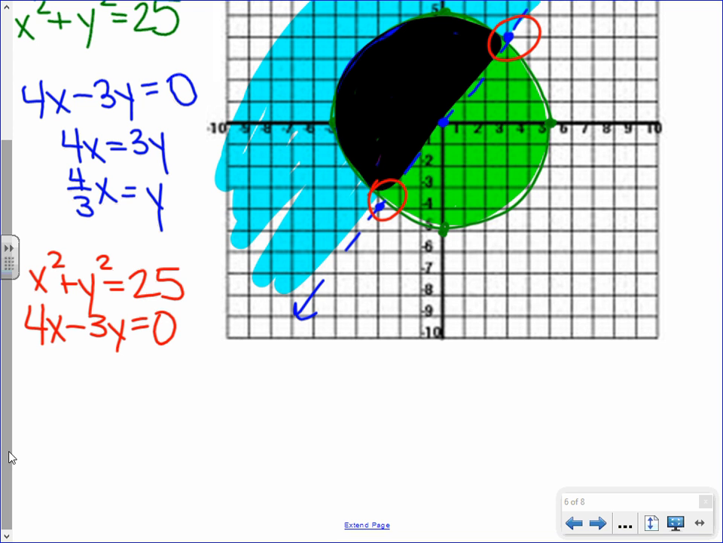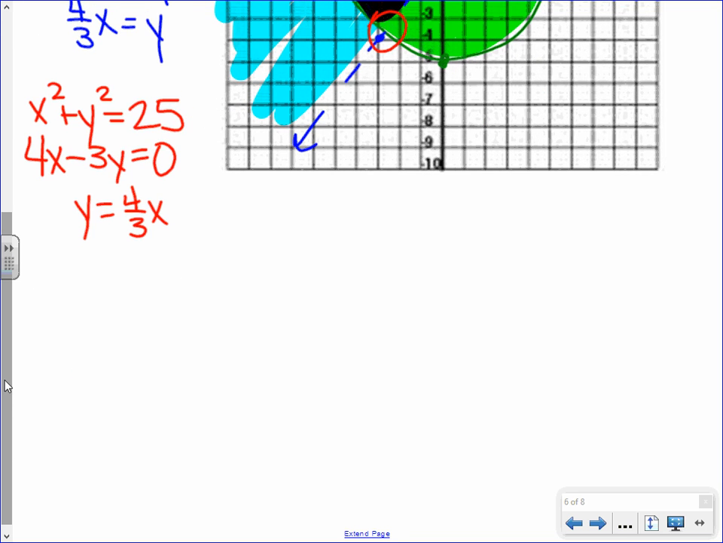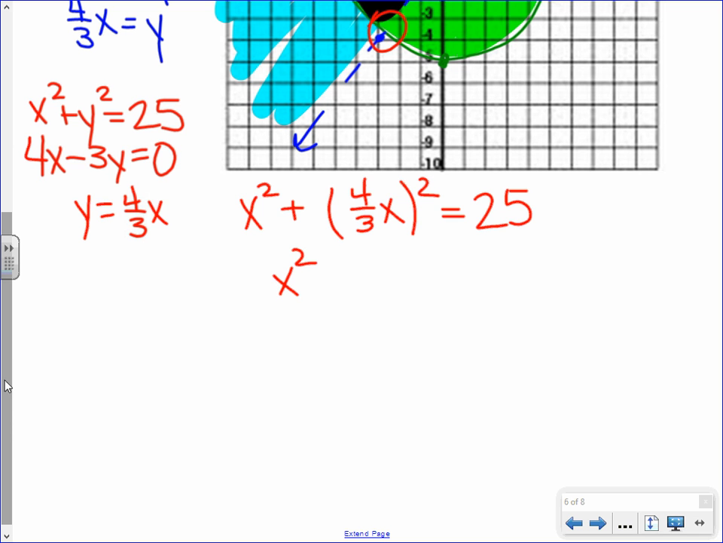Elimination or substitution? We have to do substitution, and we've already solved for y. Y equals 4/3 x. So we're going to substitute that into our circle equation. So we have x squared plus our new y squared equals 25. So x squared plus 16/9 x squared equals 25.